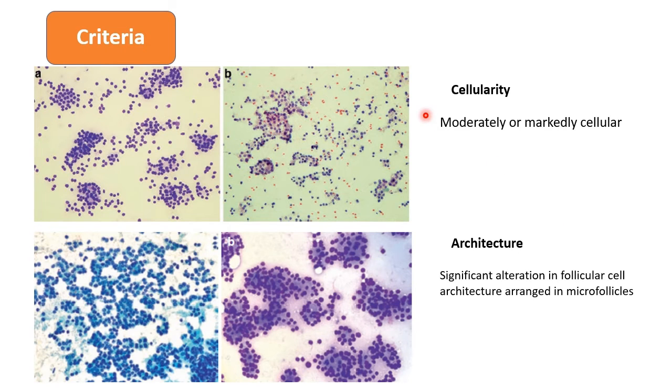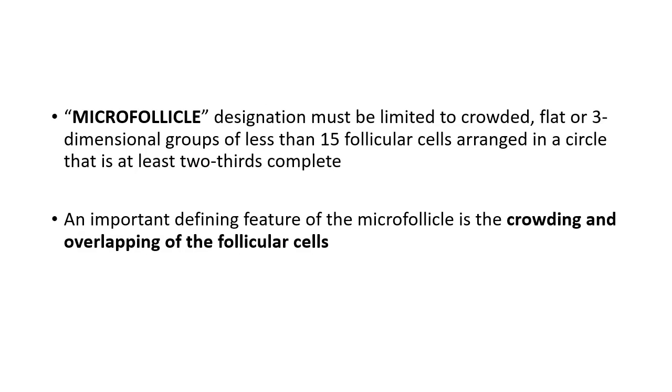So what is the criteria for classifying any neoplasm as follicular neoplasm? The first criterion is the specimen should be moderately or markedly cellular. Then architectural features: there should be significant alteration in the follicular cell architecture with cells arranged in microfollicles. So you can see these cells, they are arranged in microfollicles. So what are microfollicles? A microfollicle is defined as flat or three-dimensional groups of less than 15 follicular cells arranged in a circle that is at least 2/3 complete.